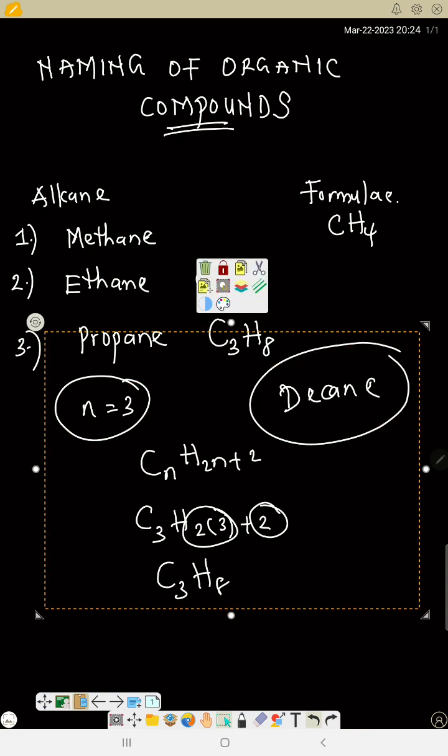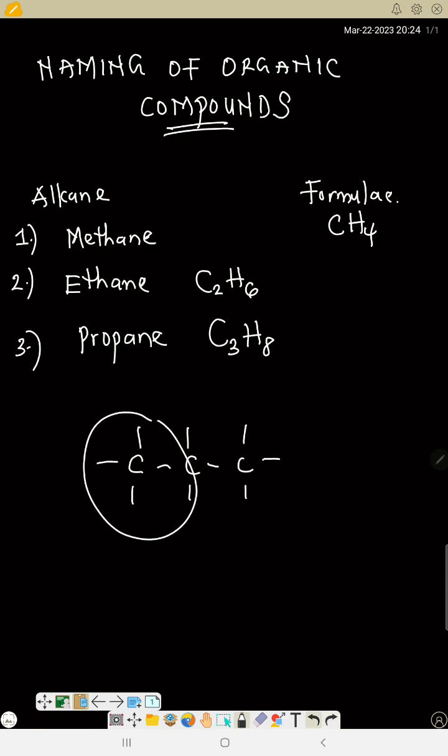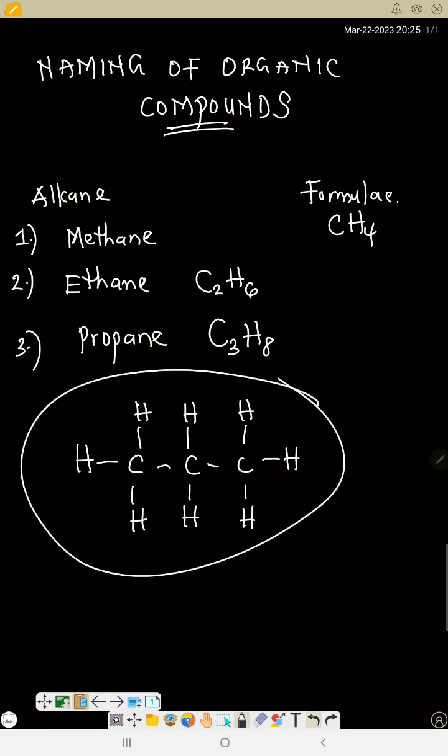For example, like propane, now I have 3 carbons: 1, 2, 3. So I have to fill it with its bonds. Remember, each carbon should have 4 bonds: 4, 4, 4, like that. So now fill it with its hydrogen. So this is propane, like that.